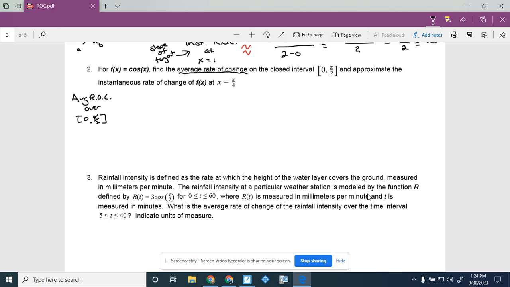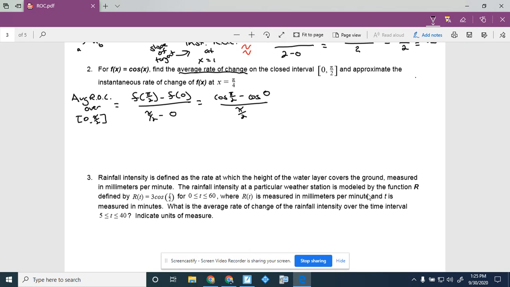It's just going to be the slope of the secant line, change in y over change in x, specifically f of pi over 2, that's like my f of b, minus f of 0, that's my f of a, f of b minus f of a over b minus a, okay? And so now I do this, f of pi over 2, put pi over 2 in for the x in the function. So that's going to be cosine of pi over 2 minus cosine of 0 over pi over 2 minus 0, that's just pi over 2.